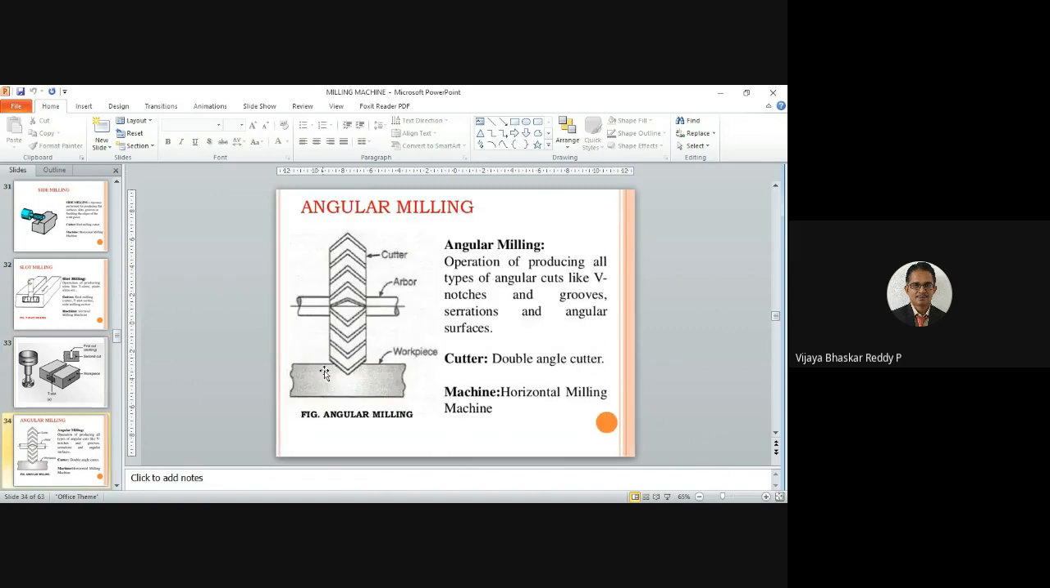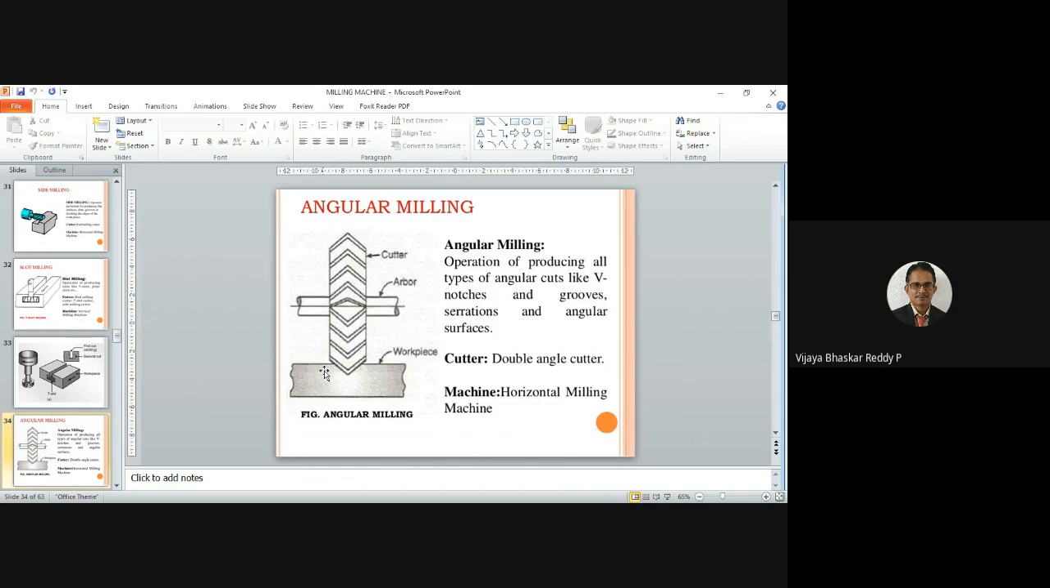Okay. Then angular milling. How is angular milling used? The tool itself has an angular shape. So that angular cutter is fixed on the horizontal milling machine.